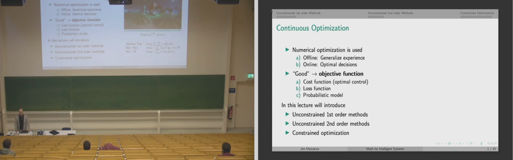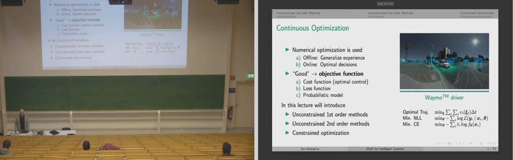And coming back to our autonomous driving problem, as I said, you might have the optimal trajectory problem posed as an optimization problem. The learning of the perception task means minimizing the negative log likelihood, or minimizing cross entropy for a decision task. Maybe you are interested in knowing whether this is a bicycle, a pedestrian, or a car. This is a classification problem, and there the loss function might be the cross entropy loss.